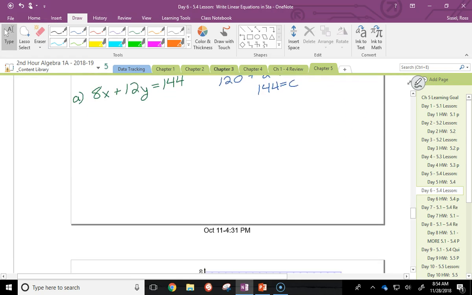So here's what we have to do. I have 8x plus 12y equals 144. How do we graph this? You're going to have to do this today, so you have to be able to know. Back in our notes, we have two ways to graph standard form. Brianna? You do the slope intercept. Good. We could rewrite it in slope intercept form, or we could do what?